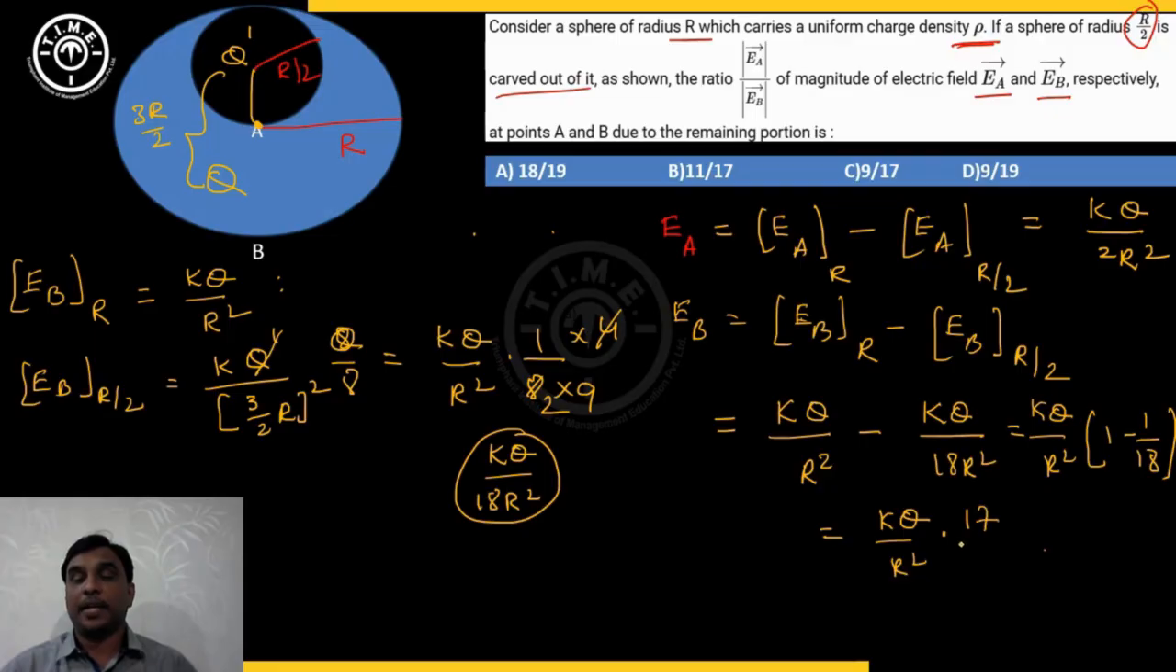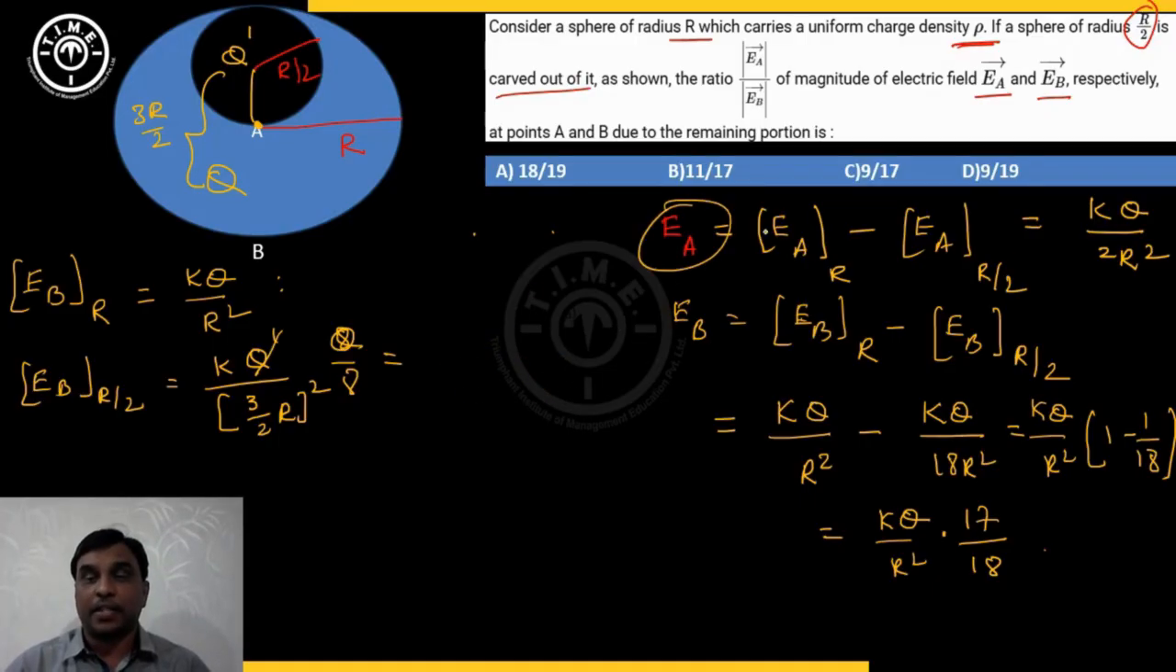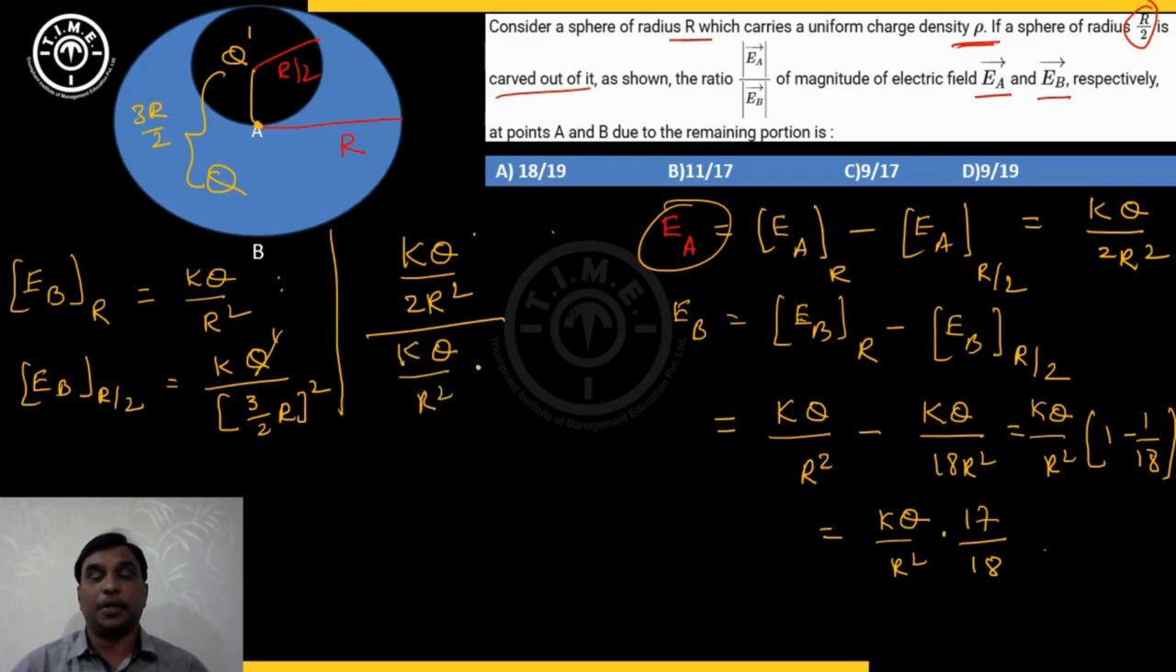You want the ratio. So what ratio do you want? Electric field at point A to electric field at point B. Let me calculate here. Electric field at A is K Q by 2r square, divided by K Q by r square into 17 by 18. K Q by r square cancels, 2 ones and 2 nines. So finally you are left with 9 by 17. So option C is correct.